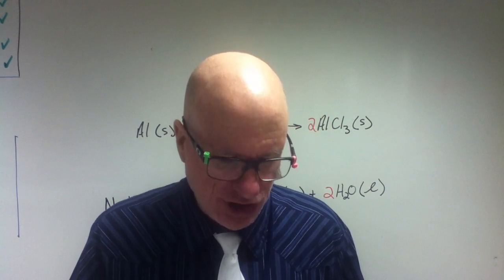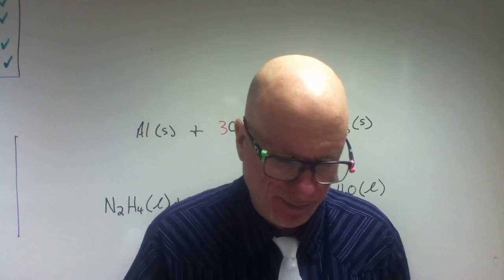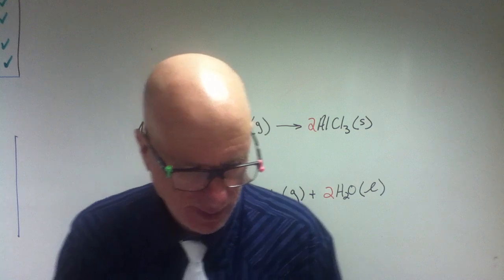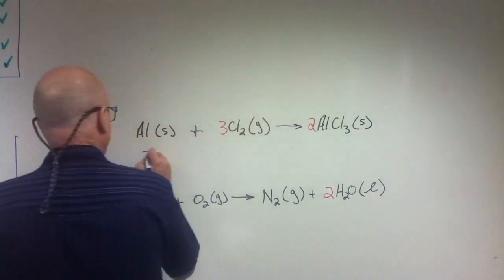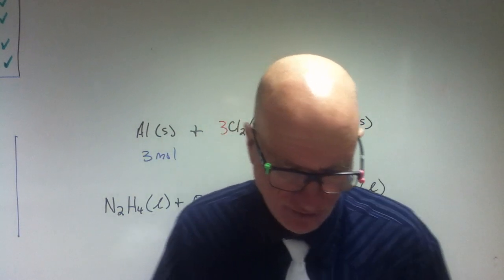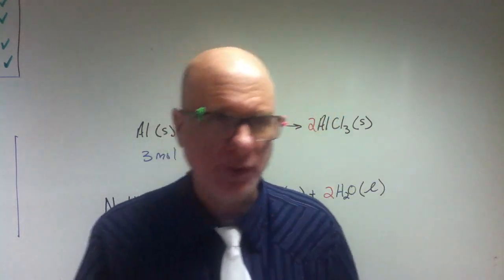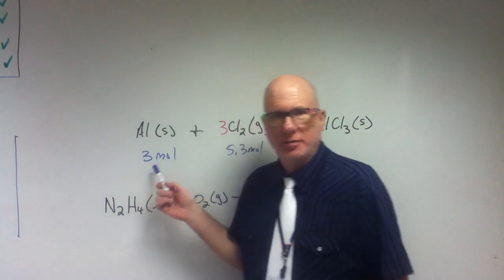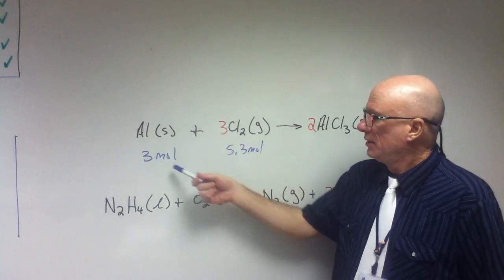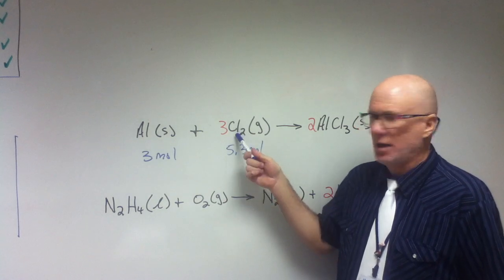In a reaction chamber, 3 moles of aluminum is mixed with 5.3 moles of chlorine, right? So 3 moles of this, and chlorine is 5.3 moles. Remember the IB people, that's a good equation to know, aluminum and chlorine. So in a reaction chamber, I have 3 moles of aluminum reacting with 5.3 moles of chlorine.